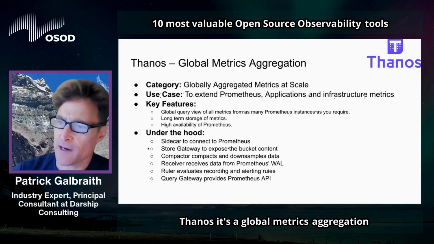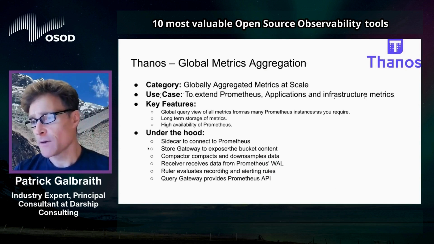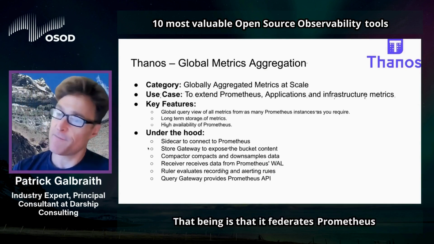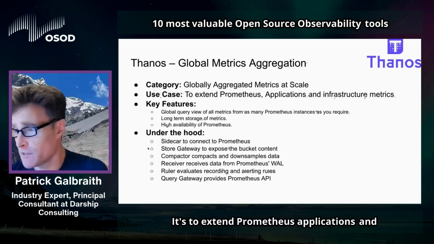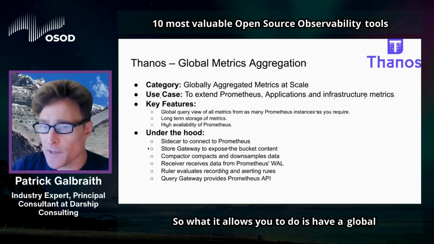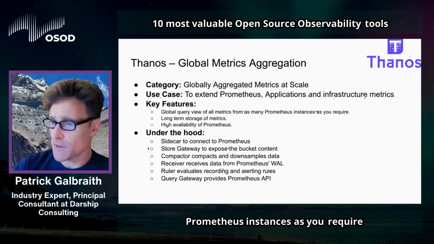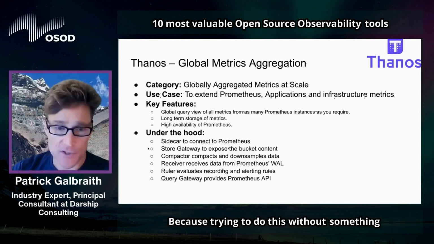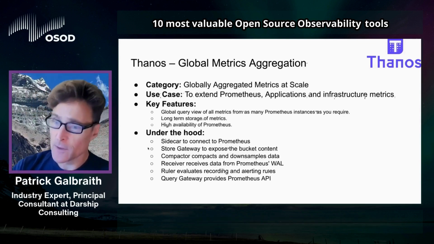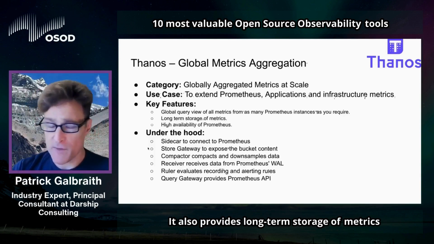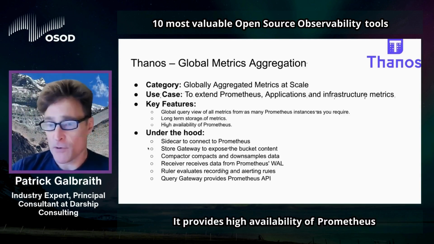Thanos, it's a global metrics aggregation. Its purpose is to globally aggregate metrics at scale. That is, it federates Prometheus. It's to extend Prometheus application and infrastructure metrics. So what it allows you to do is have a global query view of all metrics from as many Prometheus instances as you require. Because trying to do this without something like Thanos is very tedious and very difficult to do. It also provides long-term storage of metrics in Object Store. It provides high availability of Prometheus.